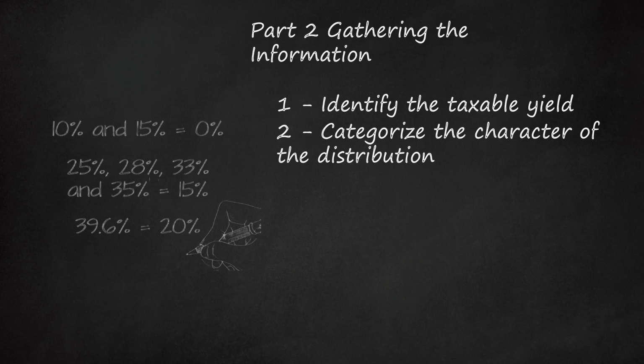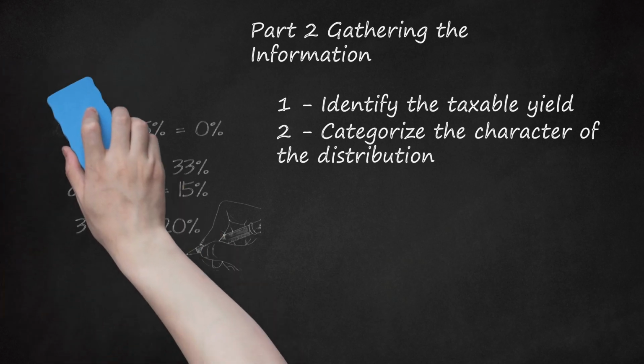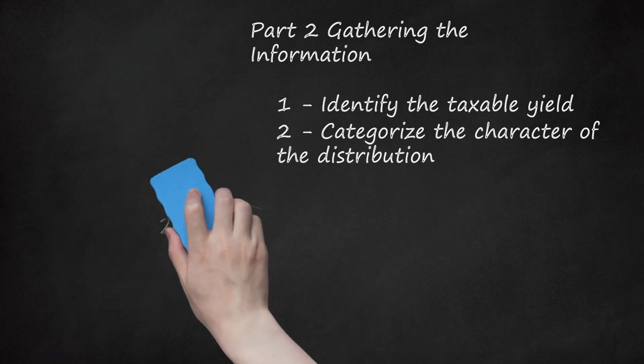Long-term capital gains are realized from investments that have been held for more than 1 year. Taxpayers in the 10% and 15% tax brackets pay 0%. Taxpayers in the 25%, 28%, 33%, and 35% tax brackets pay 15%. Taxpayers in the 39.6% tax bracket pay 20%. Qualified dividends are taxed at the same rate as long-term capital gains.